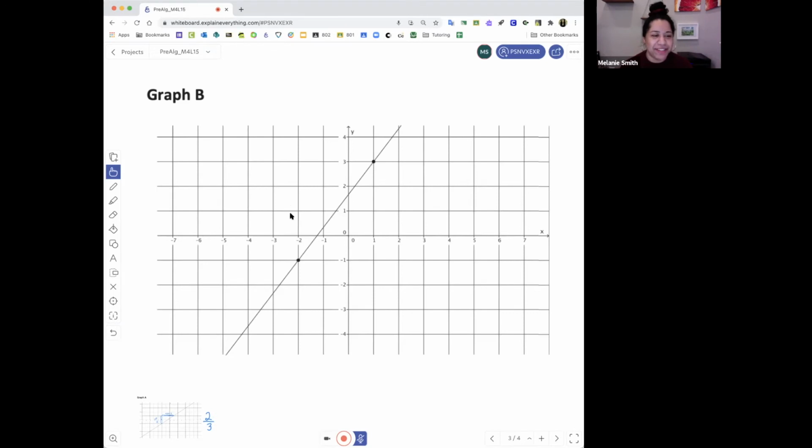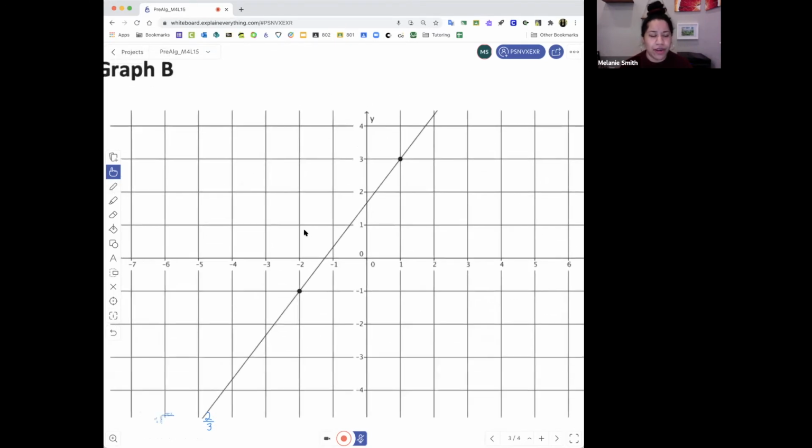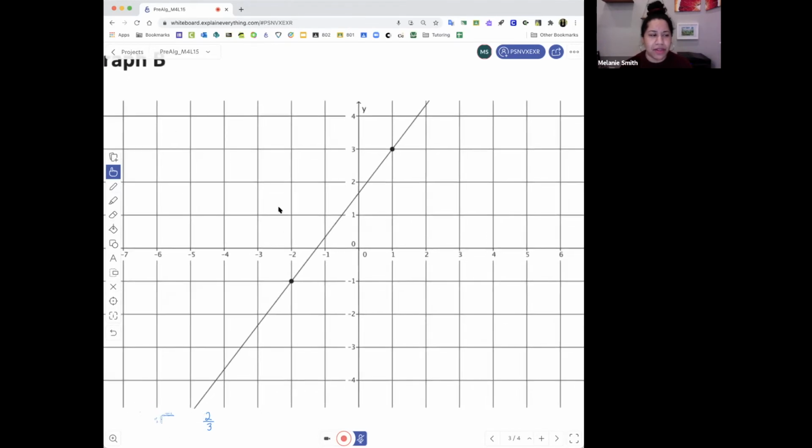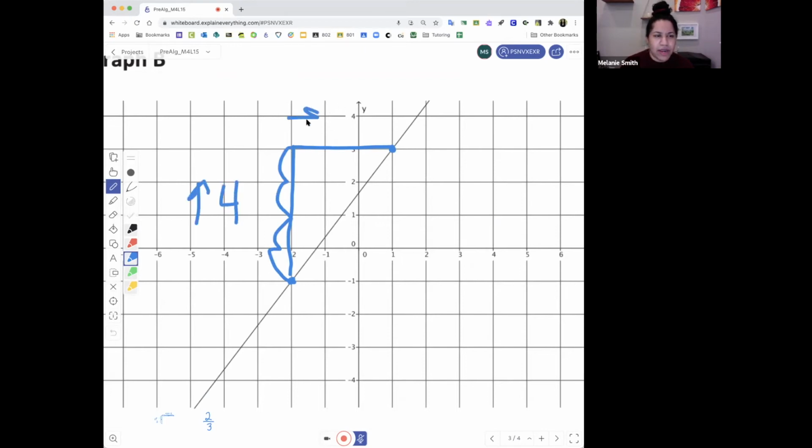Okay, graph B. To find the slope of this, again, I'm tracing the path from one point to another on this line, and they've outlined which 2 points I'm supposed to use. I'm just going to make these a little bigger here, from this point to this point, and remember we are going up and over. So how far up did I have to go? 1, 2, 3, 4. I went up 4, and then I went over.